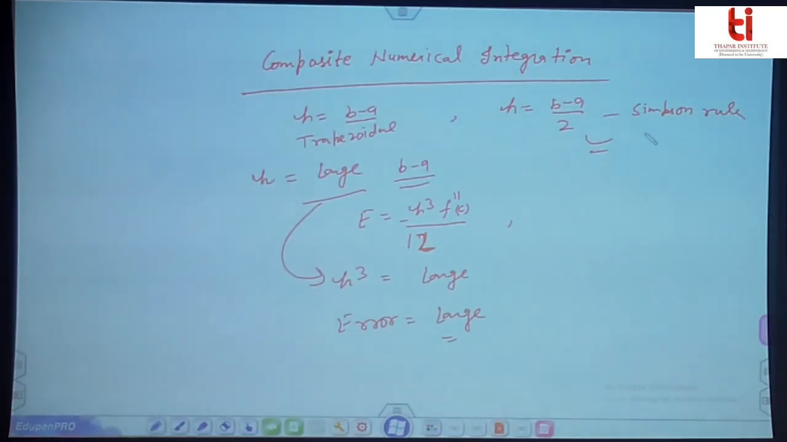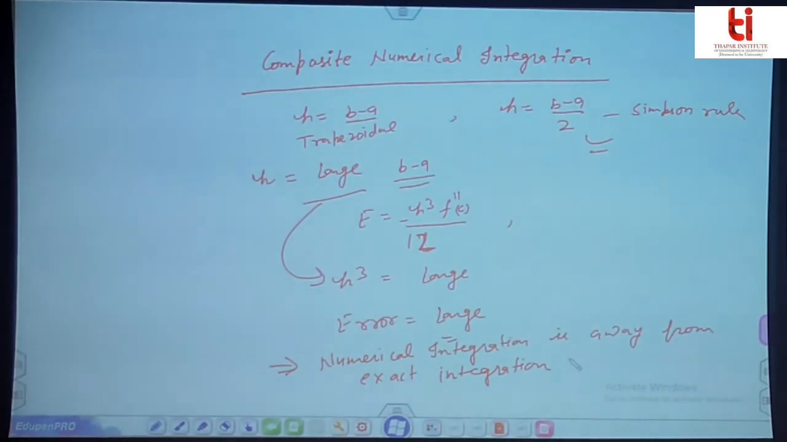But if the error is large, that means the numerical solution is very different from the exact solution. This implies that the numerical integration is away from the exact integration. When this is the situation, then whatever integration we did is useless. So that's why we are using composite numerical integration.